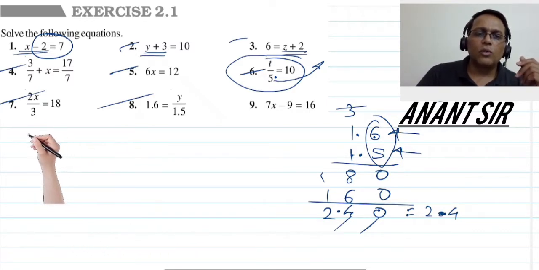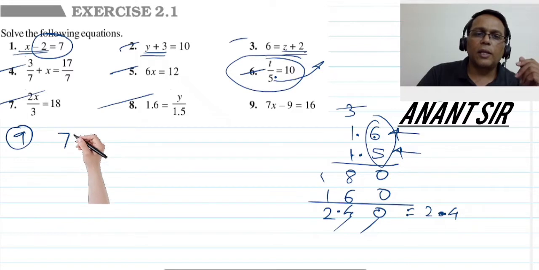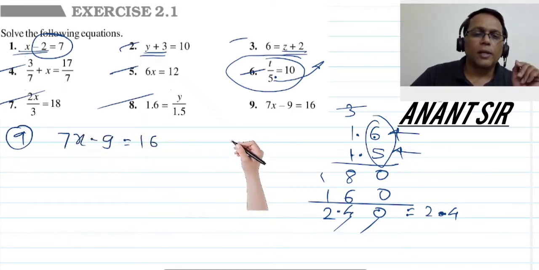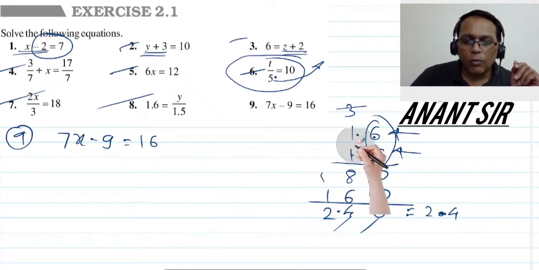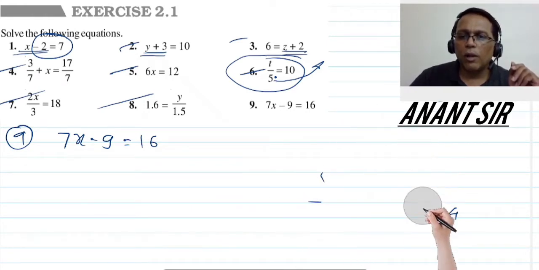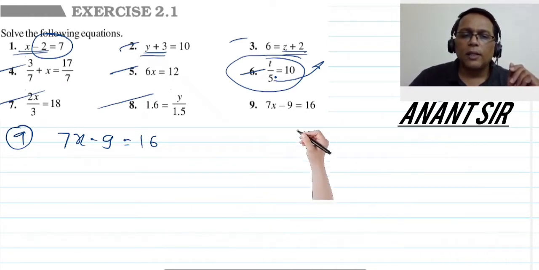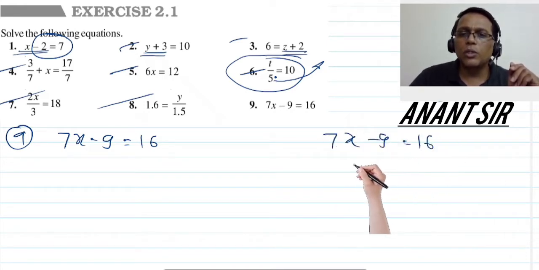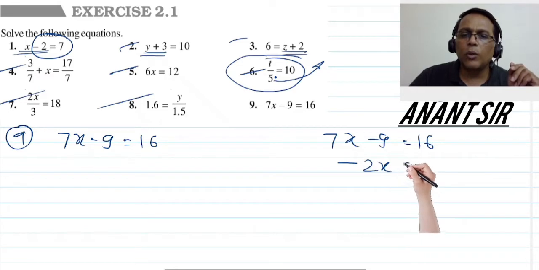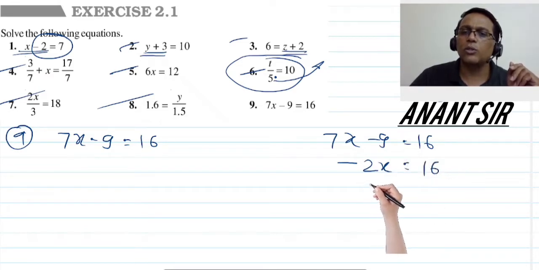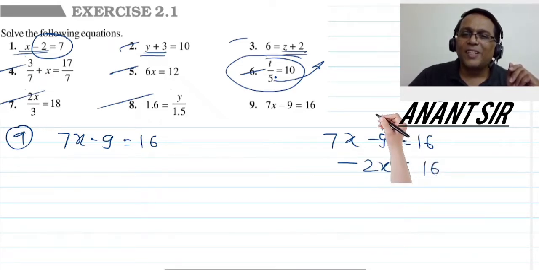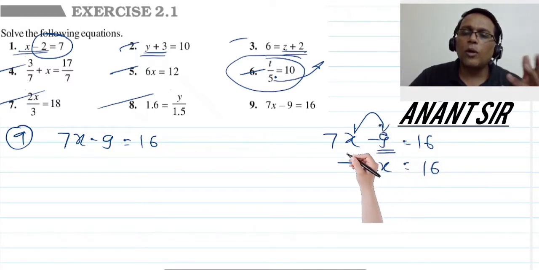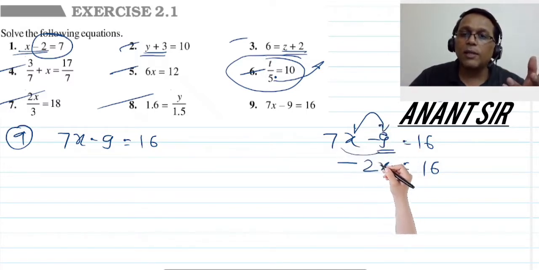So what is question 9 here? Question number 9 is 7x minus 9 is equal to 16. Now some of the students, what I have seen them doing is, they do it like this. 7x minus 9 equal to 16 is the question. So in the next step, they do it like this, minus 2x equal to 16. These are unlike terms, right? There is no x here. So you cannot add or subtract 7x and 9.